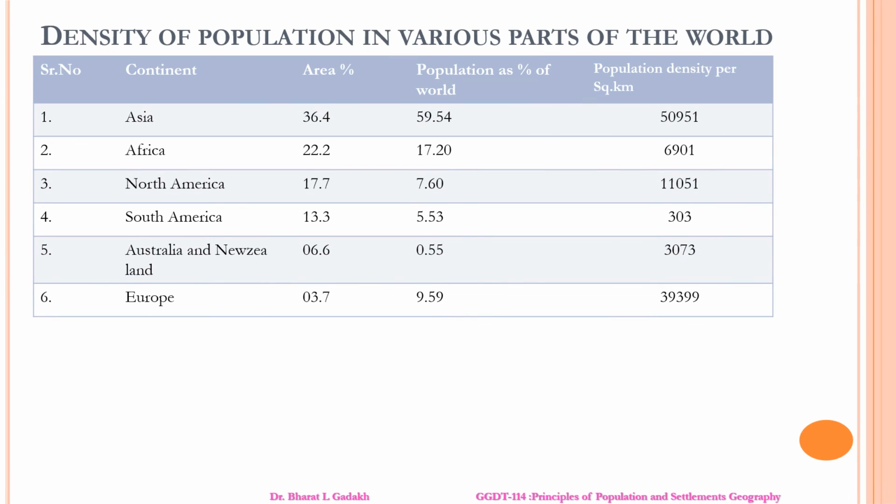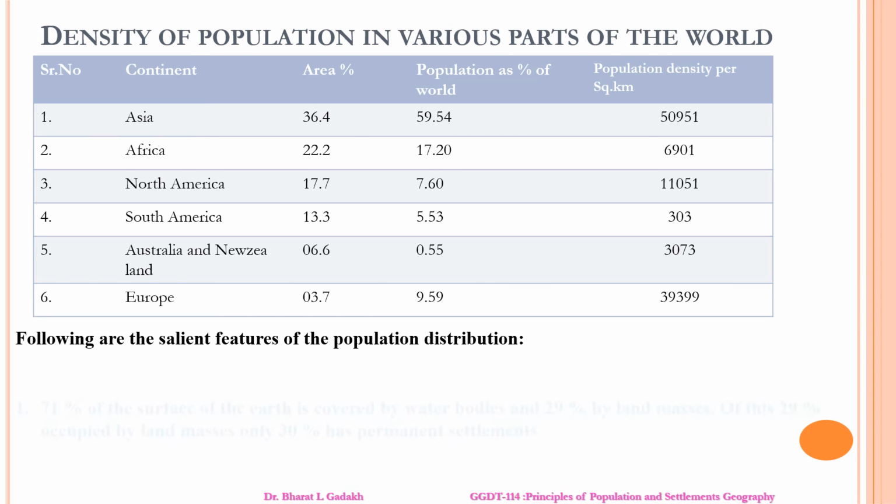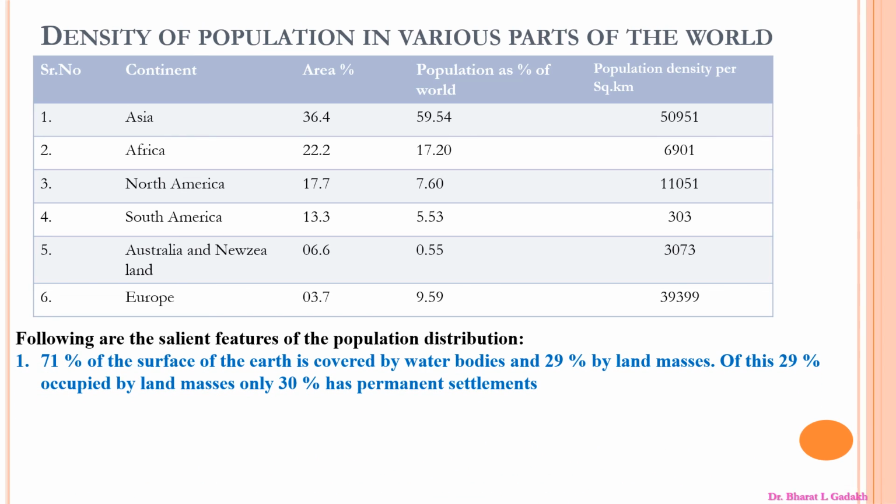Density of population varies in different parts of the world. These are some continents: Asia, Africa, North America, South America, Australia and New Zealand, and their area in percentage, population as a percentage of the world, and population density per square kilometer in different continents. Now here are some salient features of population distribution. First, 71% of the surface of the earth is covered by water bodies and 29% is land mass. Of the land masses, only 30% has permanent settlement.